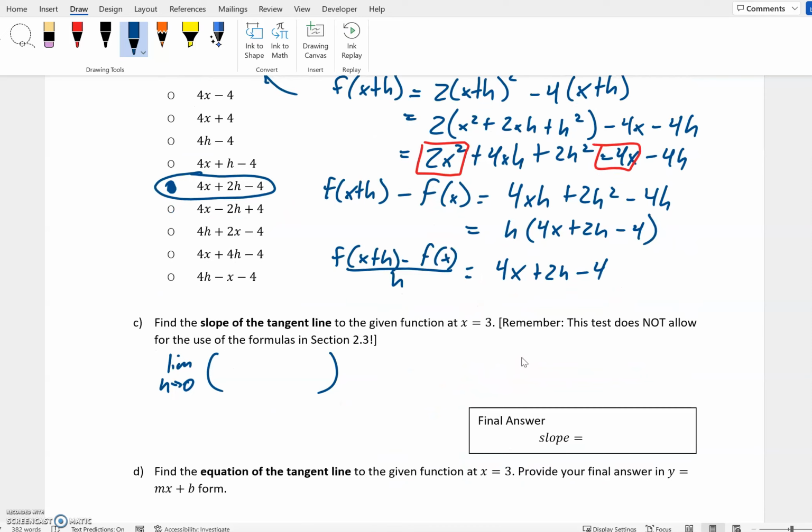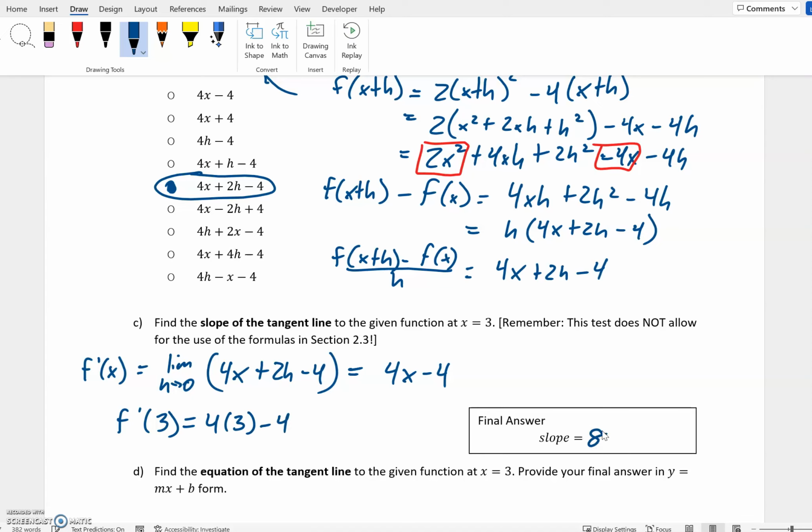All right, once we have that, to find the slope of the tangent line, well, f prime of x is the limit of this difference quotient we just found. So it's the limit as h goes to 0 of 4x plus 2h minus 4. So we just plug in 0 for h, and what we get is 4x minus 4. But that's the general derivative. If I want to know the derivative specifically when x is 3, I just plug that in. And we're done. Slope is 8, right? This thing, if I just simplify it, slope is 8.